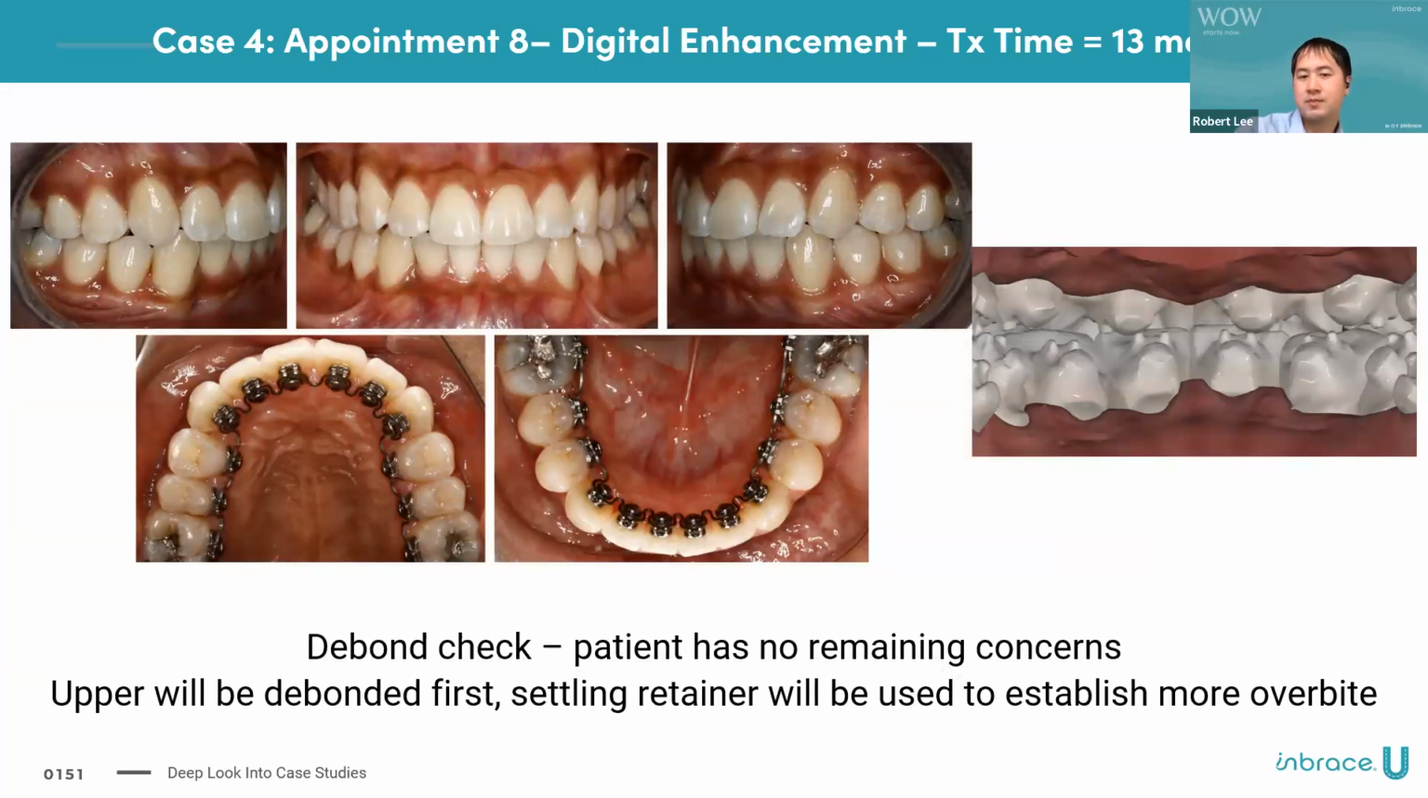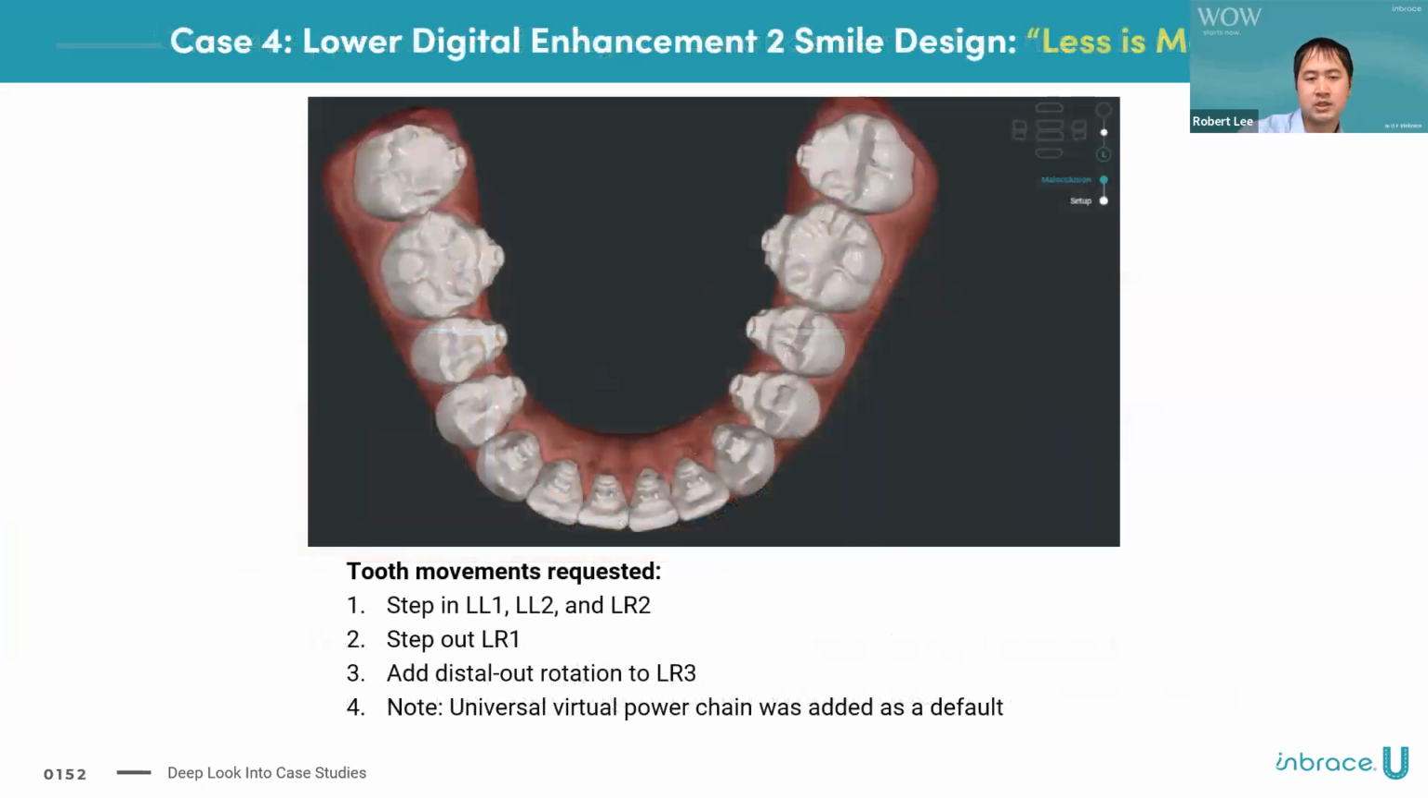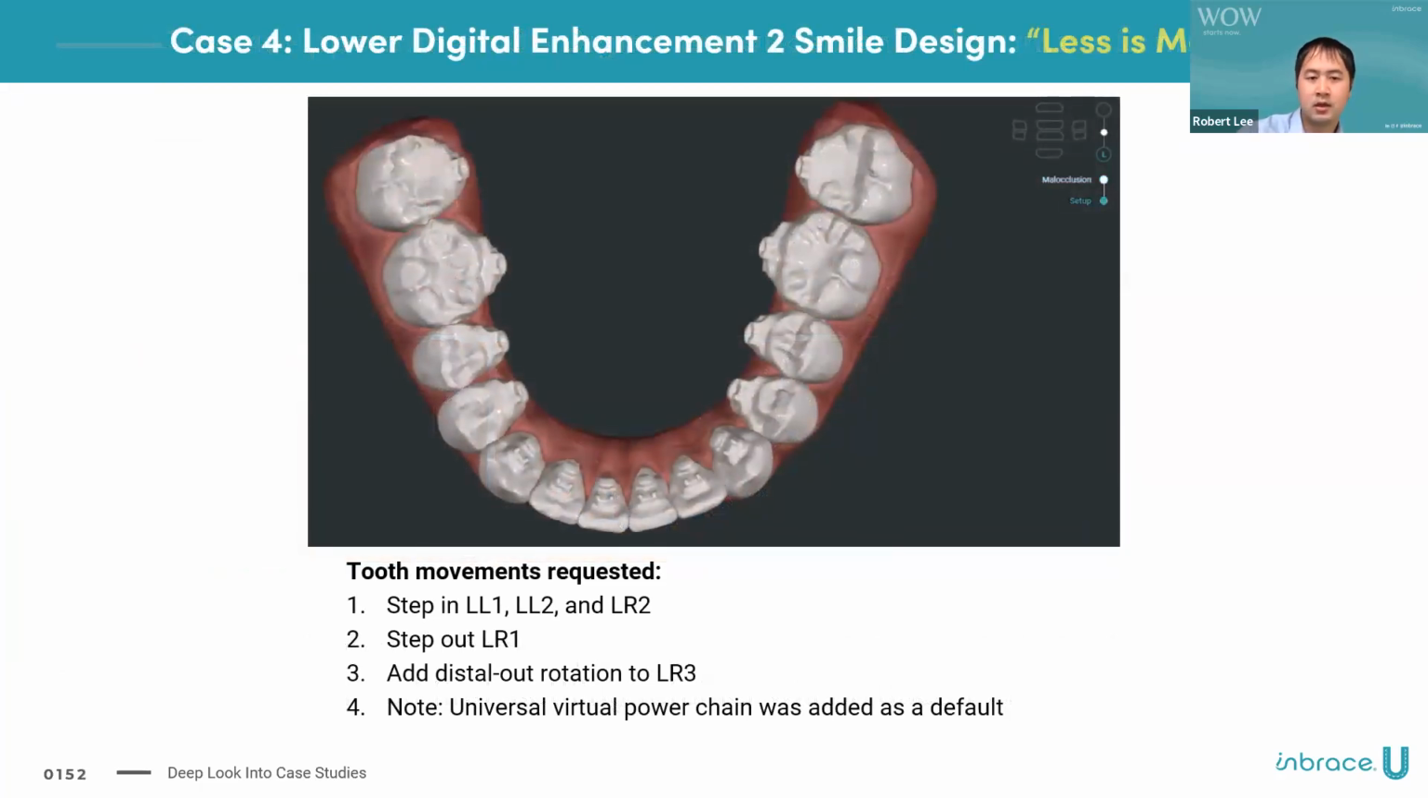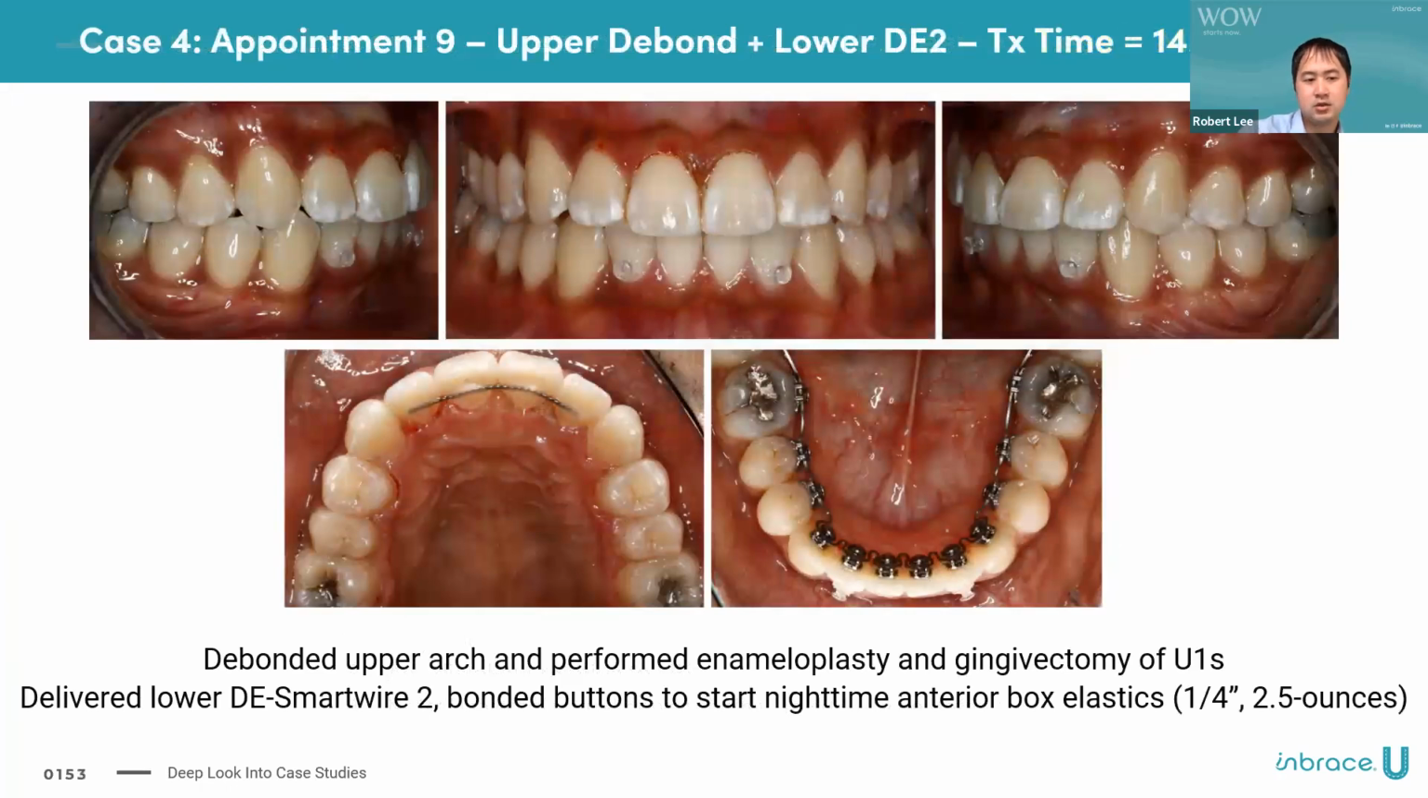again, the patient's biting on the upper brackets. So I'm just going to debond the upper first. I'm going to let the patient settle for a month or two with the upper off. So I can also submit for a digital enhancement on just the lower arch and just do any of the final minor detailing that I wanted to do. So again, just very minor detailing on the lower 2-2, lower 3-3. So I engaged the lower DE Smartwire 2 just for my final lower detailing. Again, that could have easily been done with an active retainer instead.